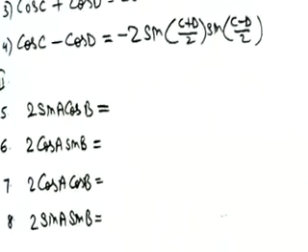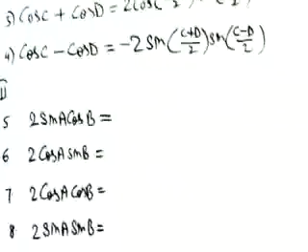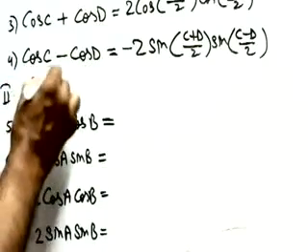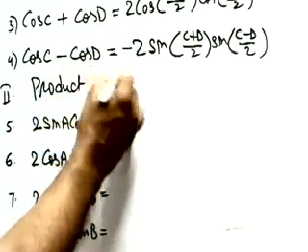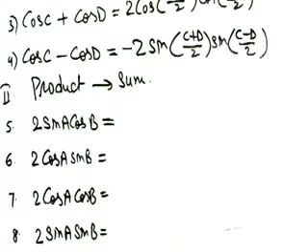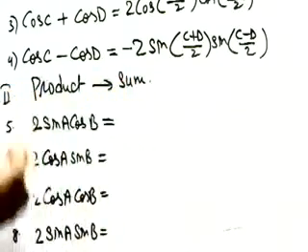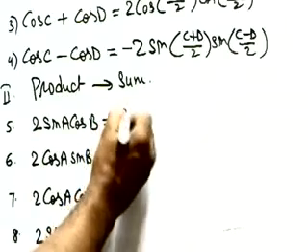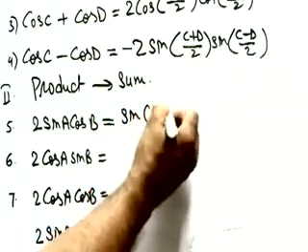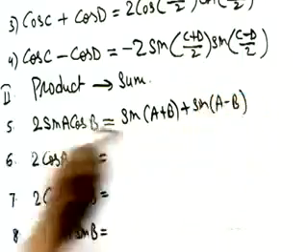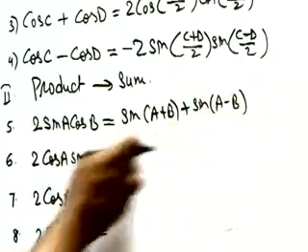In the same way, we are having 4 formulas for product to sum. Now see here, we call these 4 formulas product to sum. Therefore, we call these formulas transformations. We are transforming from product to sum or sum to product. Now 2 sin A cos B will be sin(A plus B) plus sin(A minus B).